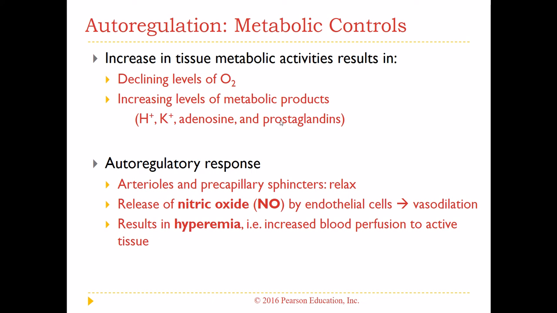So the response, okay, we have an active tissue, we need more blood flow. So the arterioles dilate, the sphincter muscles leading into the capillaries relax, and so rather than shunting through the thoroughfare channel, it percolates out to the whole capillary. The endothelial cells lining the blood vessels in that area secrete nitric oxide. Nitric oxide is a vasodilator, so the blood vessels get bigger, and the result is what we call hyperemia, which is basically an increased perfusion to that particularly active tissue.